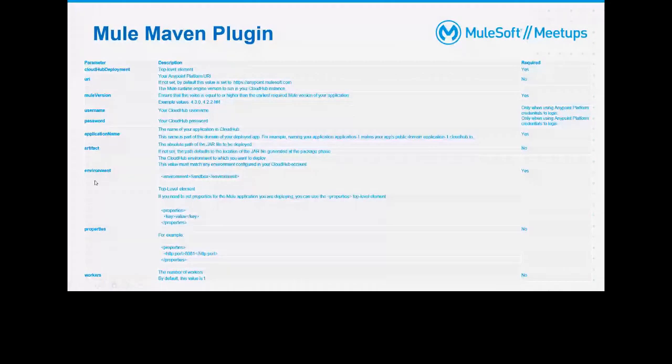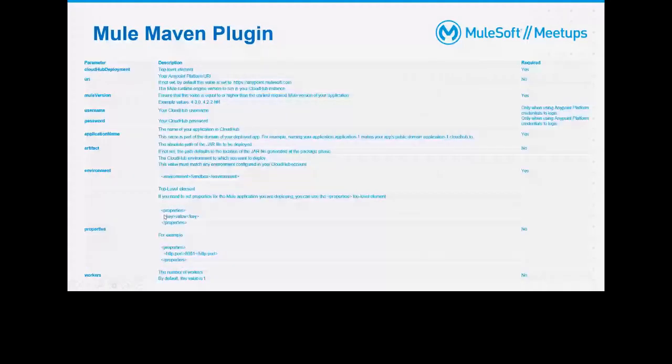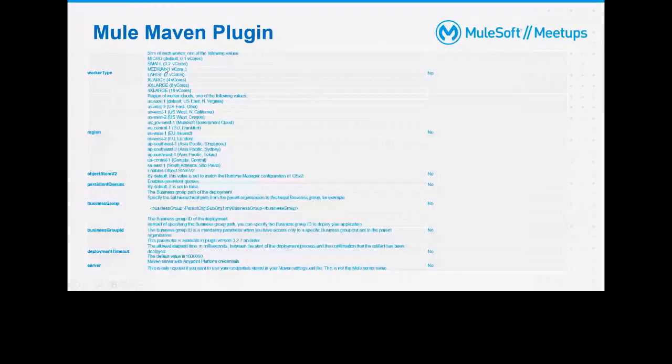Environment: in which environment you have to deploy the application. Also, if you have any runtime properties that you need to pass, you can use the properties tag with key-value pairs. For example, if I want to pass http.port as a property, you can pass it like this. Then workers: on how many workers you need to deploy the application. You can mention 1, 2, 3, 4, 5, whatever. Then worker type: currently supported worker types are micro, small, medium, large, XL large, XXL large, and 4x large, up to 16 vCores.